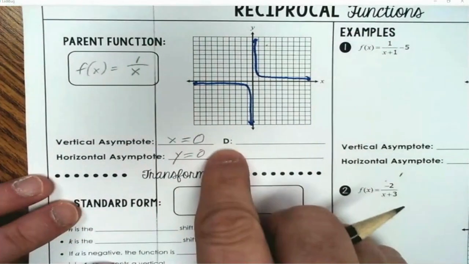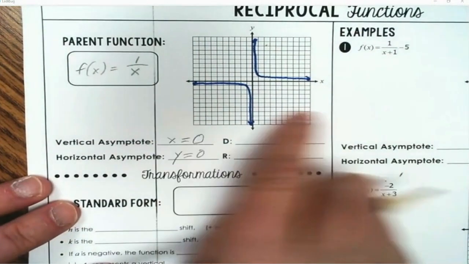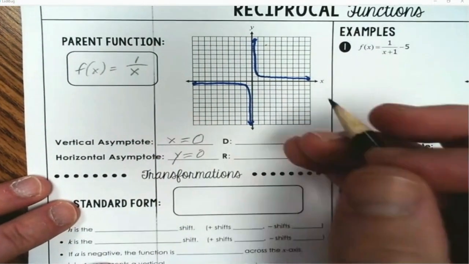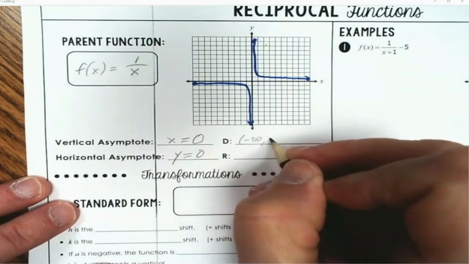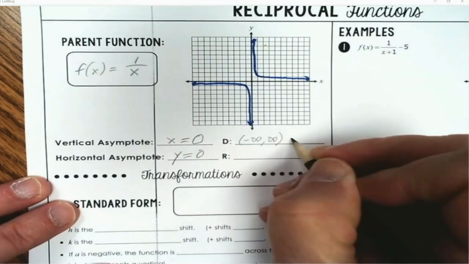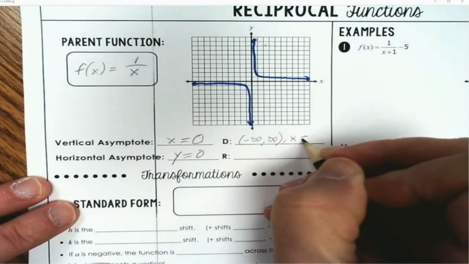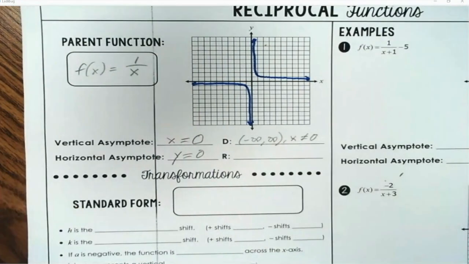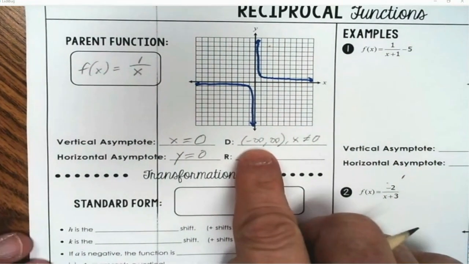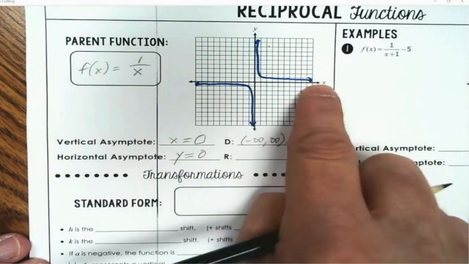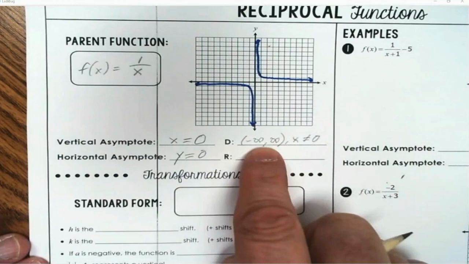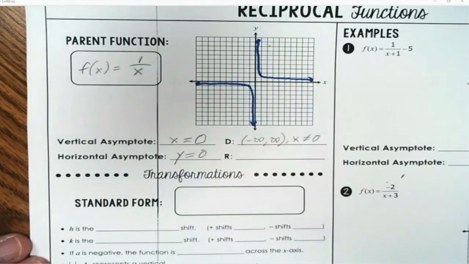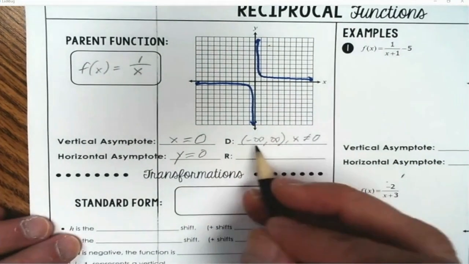The domain would be all the possible x's. Here's an easy way to write that. It basically goes from negative infinity to infinity, but x cannot be 0. That covers everything, because this goes on forever. So negative infinity, this goes on to infinity. It covers every number between negative infinity and infinity, except it can't equal 0. So that's the easiest way to write that.